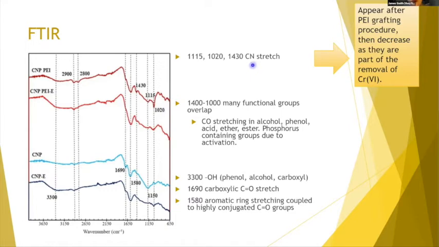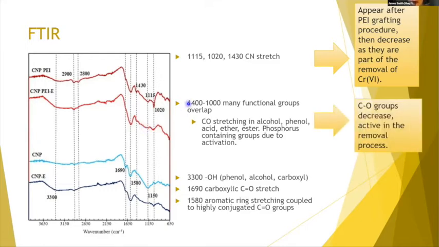This corresponds to CN stretching, and these appear after PEI grafting, which shows us that the PEI grafting procedure worked. This is not present in CNP, which is good because the polyethylenimine is the part that's adding nitrogens. And then these groups actually decrease between the initial and the exhausted, which shows us that they are part of the removal process of chromium-6.